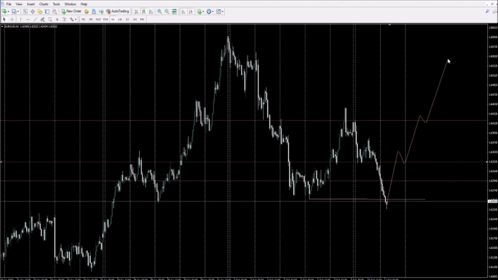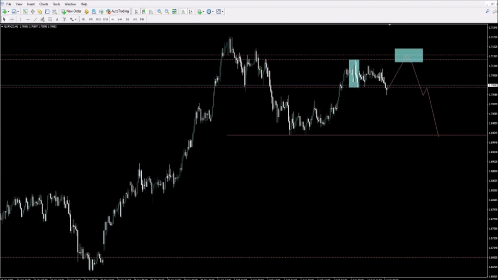But the main plays for me are Dollar Swiss, which I really like the look of, and Euro New Zealand. So we'll see how we get on with that.